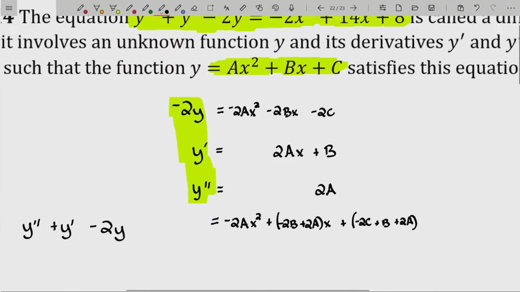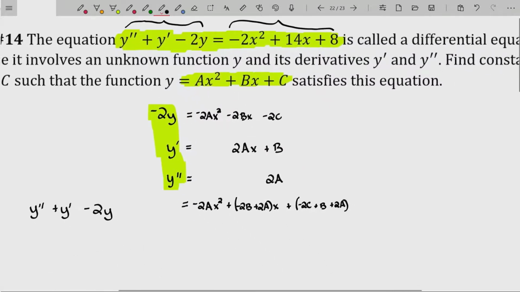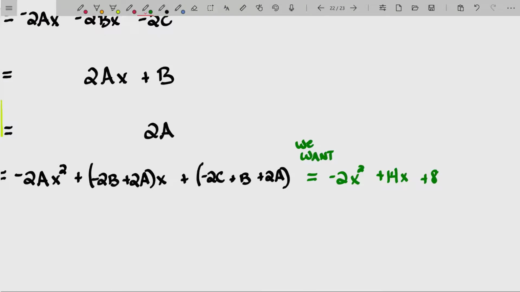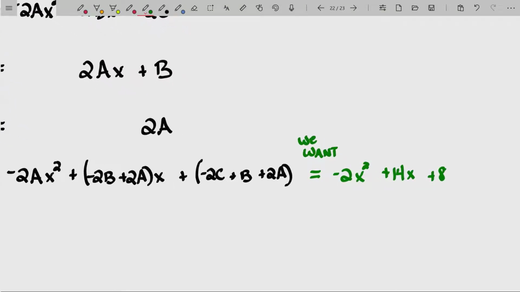Now, after we've added this stuff up here, we want that stuff to be equal to this quadratic, a negative 2x squared plus 14x plus 8. Let me actually write that down. So we want all this black ink on the left-hand side to equal all the green ink on the right-hand side. The black ink on the left-hand side is just y double prime plus y prime minus 2y.